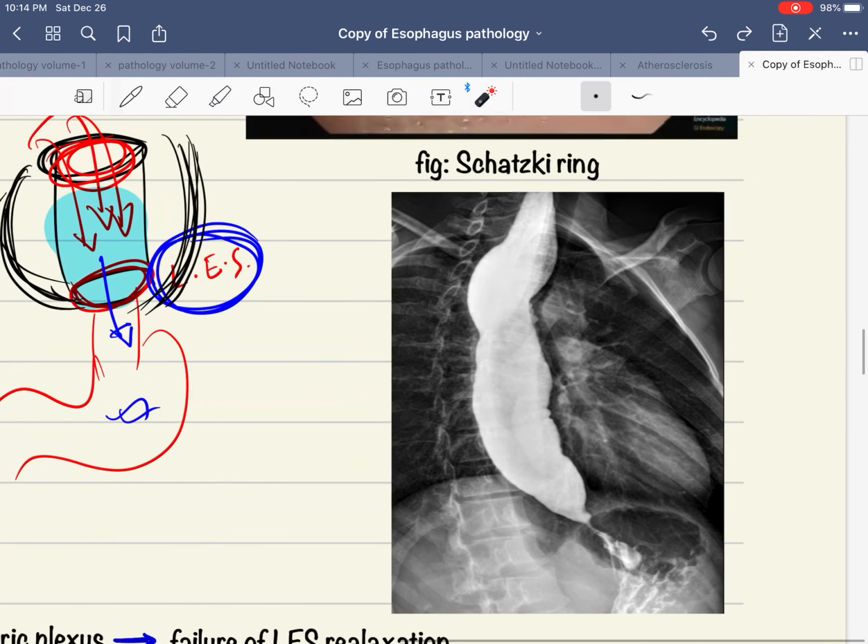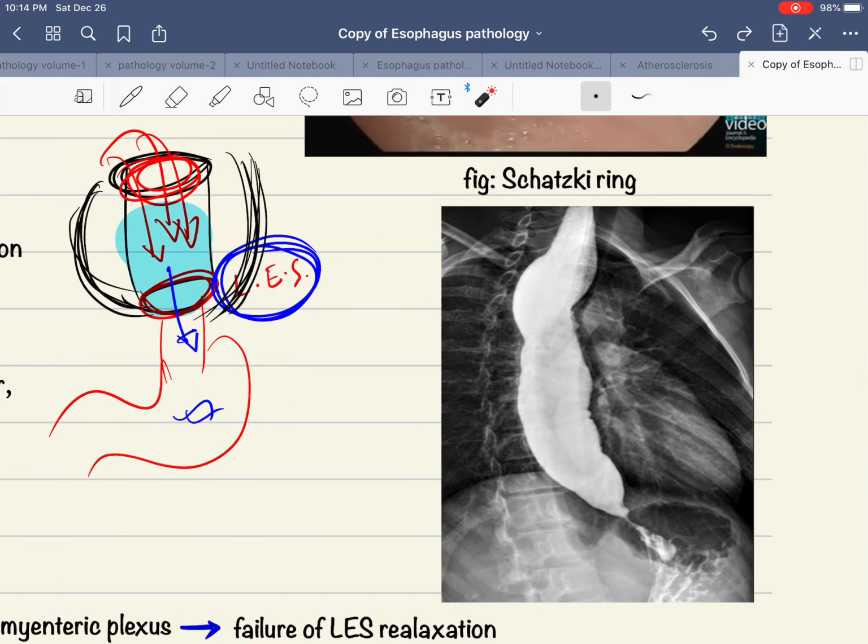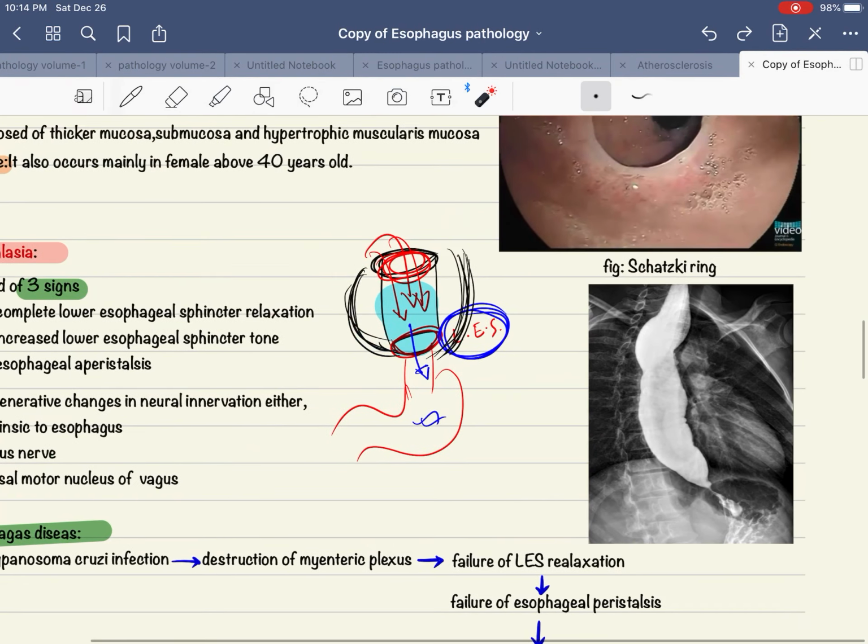So let's see the x-ray of achalasia. This is the lower end of the esophagus and this is the upper end of the esophagus. You can see that the lower end of the esophagus is tightly contracted. That's why the food remains here and the esophageal portion is dilated, because it contains the barium meal that we have given for doing the test.